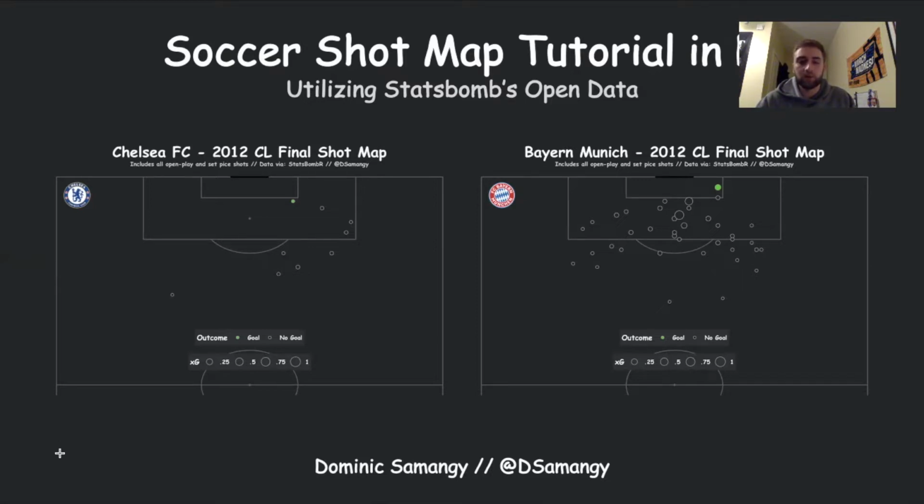but getting better with R and all the inner workings of it. So this is the final product that we're going to be making on the screen. I'm just going to show you how to make the Chelsea one. It only takes one line of code to switch them, so it's not too hard. But yeah, let's get into it.